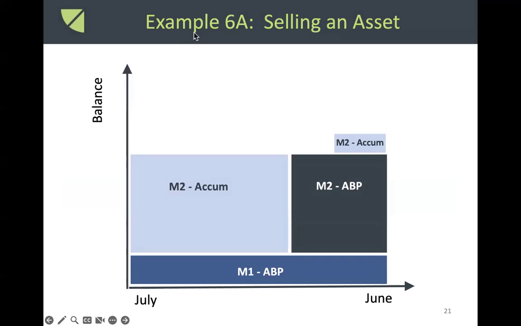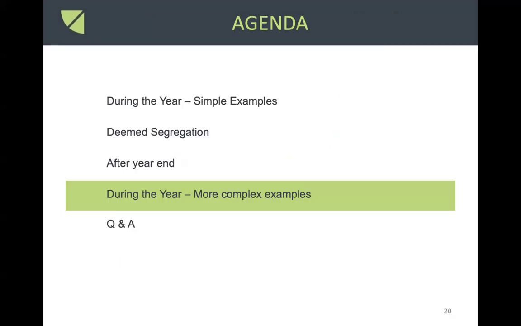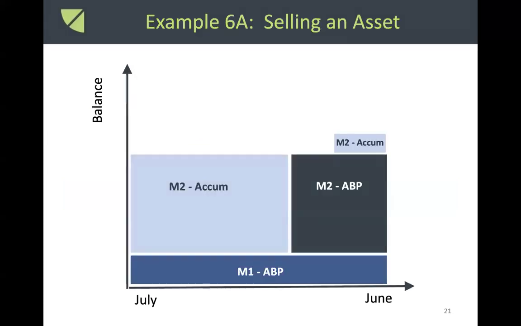So now we're looking at more complex examples during the year. These are decisions you'll make during the year, which are more complex than the ones we saw at the beginning. We're going to start off looking at this scenario of selling an asset.